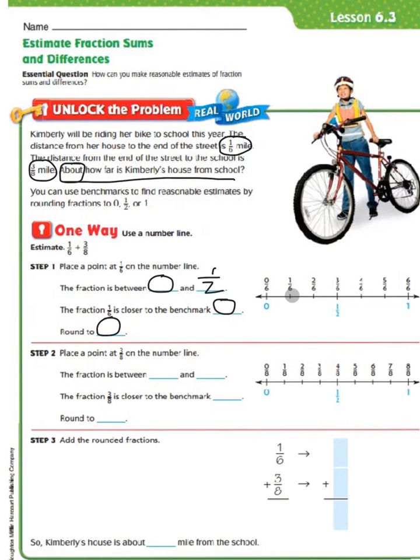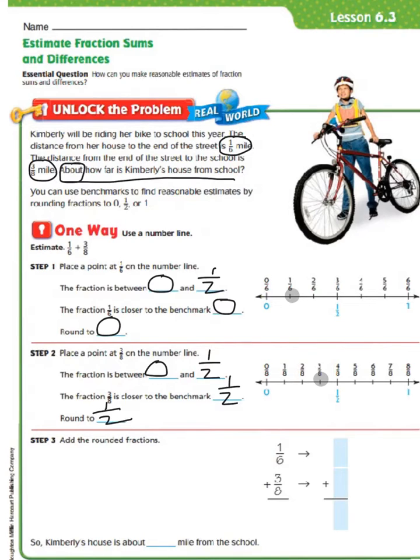Now the next step says to place a point at 3/8 on the number line, and as you can see, we've done a separate number line that is broken down into eighths at the top and our benchmarks of 0, 1/2, and 1 at the bottom. And we see after we've placed it at 3/8 that the fraction is between 0 and 1/2, and the fraction 3/8 is closer to the benchmark of 1/2 because we only have to take one hop to get to 1/2, whereas we would have to take 1, 2, 3 hops to get back to 0. So the fraction 3/8 is closer to the benchmark of 1/2, so we would round to 1/2.